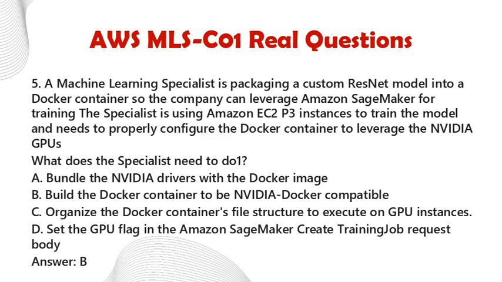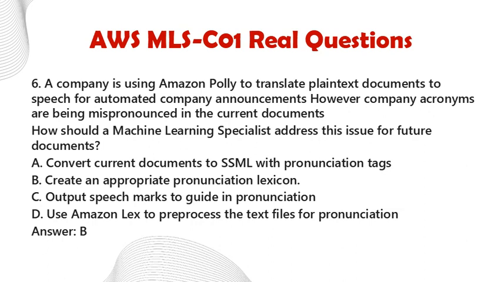C. Organize the Docker container's file structure to execute on GPU instances. D. Set the GPU flag in the Amazon SageMaker create training job request body. Answer: B. 6. A company is using Amazon Polly to translate plaintext documents to speech for automated company announcements. However, company acronyms are being mispronounced in the current documents. How should a machine learning specialist address this issue for future documents?